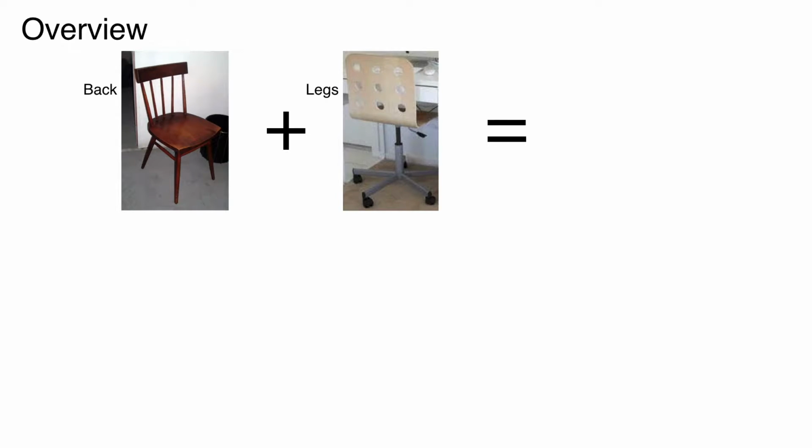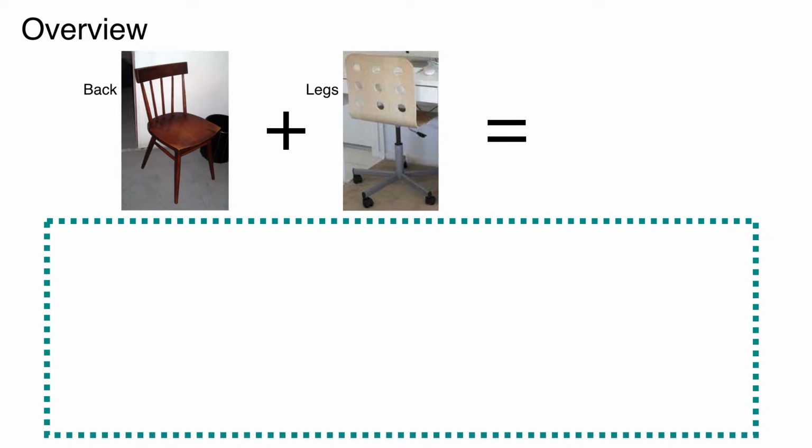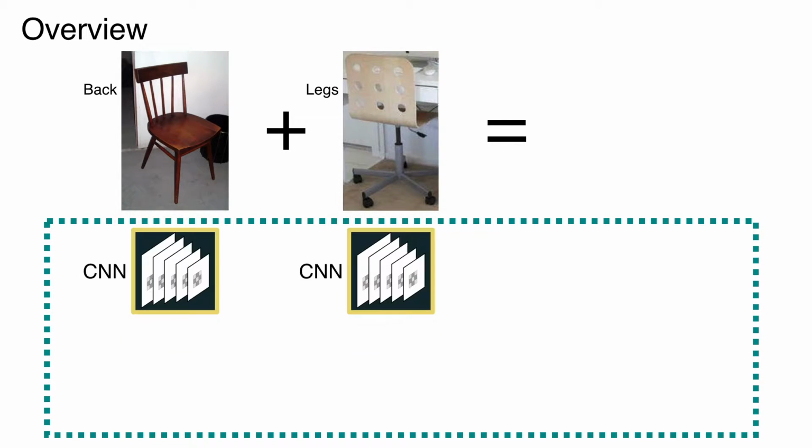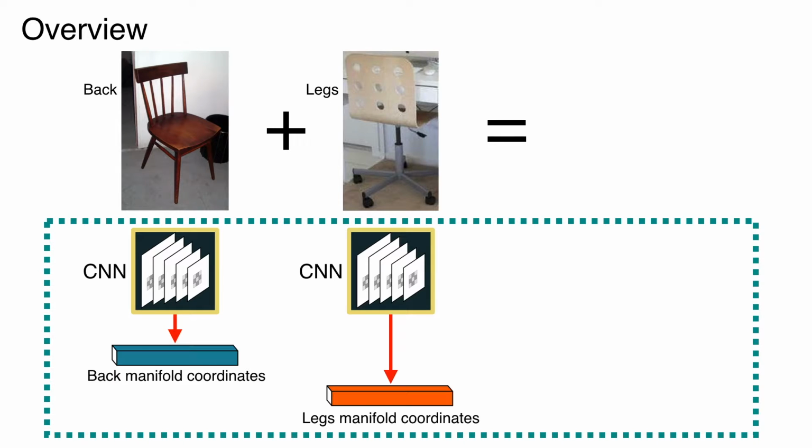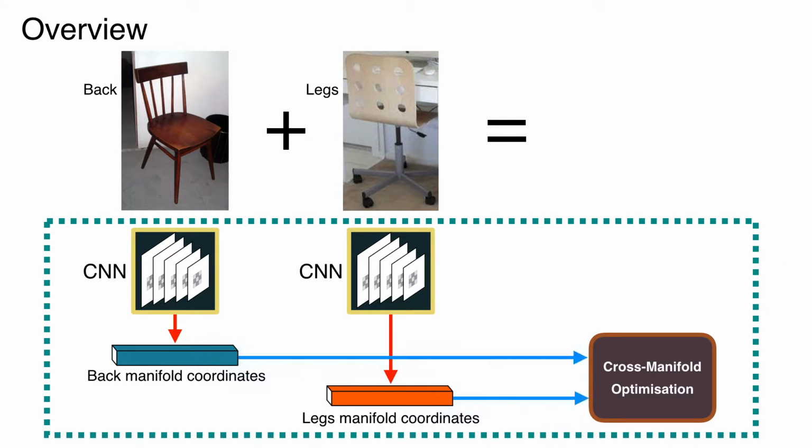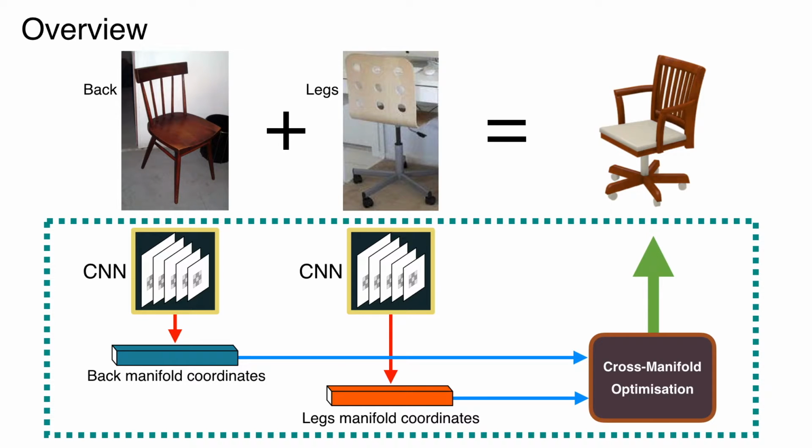Imagine that we want to find a chair that contains the back of image number 1 and the legs of image number 2. We first extract the description of the shape of each part using ManifoldNet. Using each of the part descriptions, we then find the most similar 3D shape containing the parts that we have selected by solving an optimization problem.